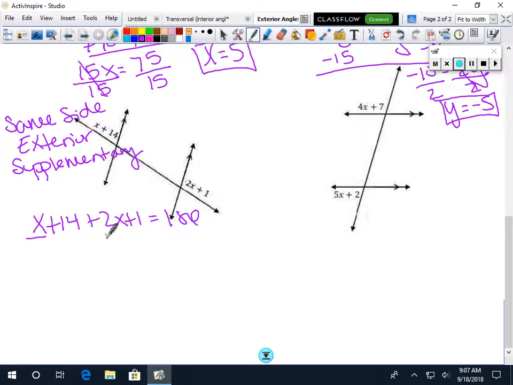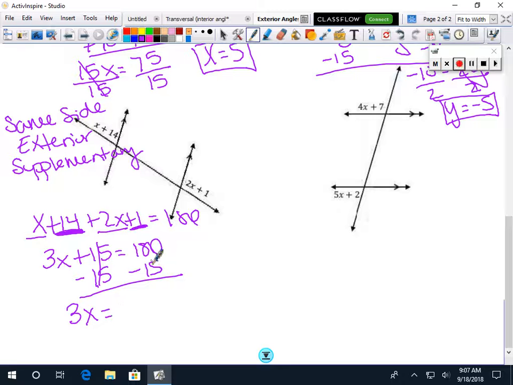Combine my like terms on the same side of the equal sign. x plus 2x is 3x. Positive 14 plus 1 is plus 15. And that's equal to 180. So to solve for x, I'm going to subtract 15. 3x is equal to 180 minus 15, which is 165. Divide by 3, and so x is equal to 55.